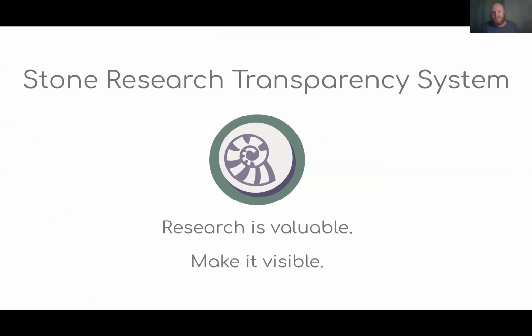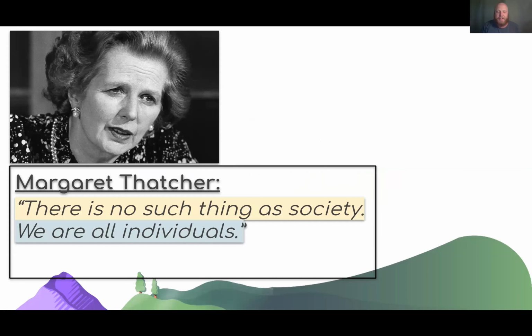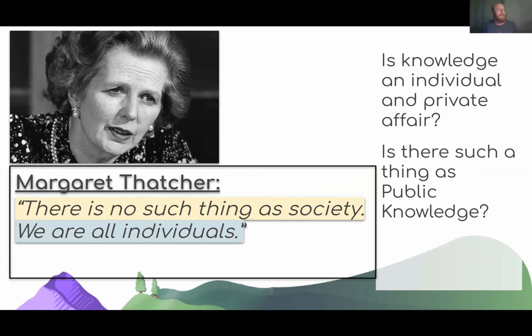My talk is called Ending Epistemological Thatcherism. Margaret Thatcher said there's no such thing as society. We are all individuals. She was talking about economics, but you can imagine that applied to epistemology too. And that raises the question, is knowledge a purely individual and private affair, or is there such a thing as public knowledge? If there was such a thing as public knowledge, in what would it consist?